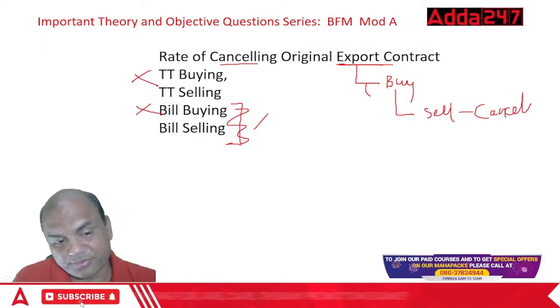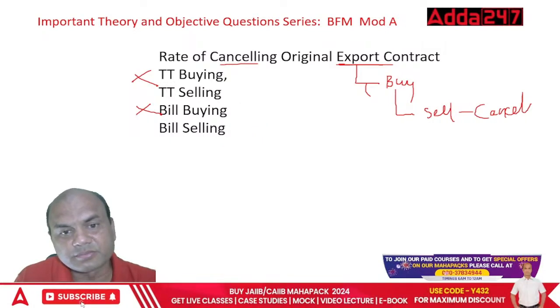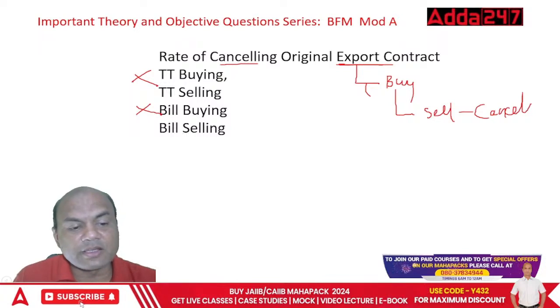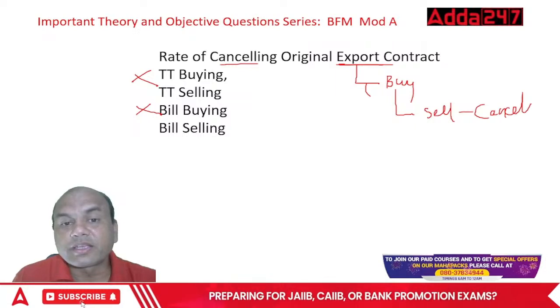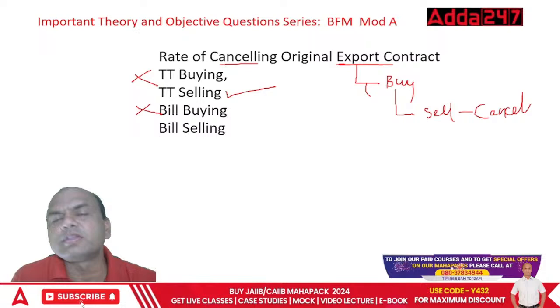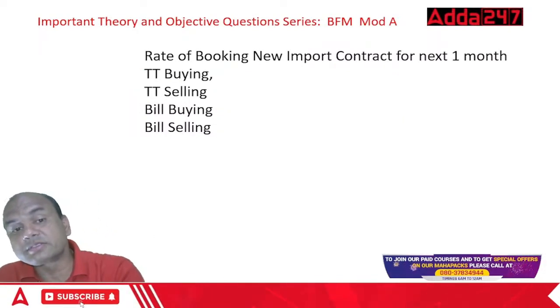Now which one? TT selling or bill selling? What do you say? Which one is the right answer then? Cancelling. You are cancelling the rate. Cancelling is always done at TT. Always remember. Booking is done at a bill rate. Okay. So that is the answer.